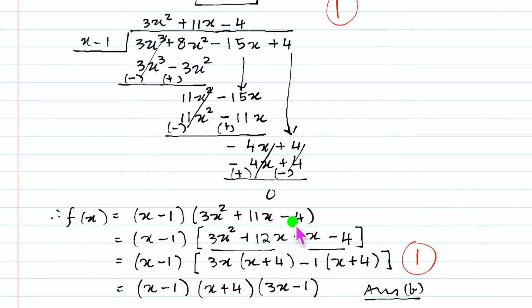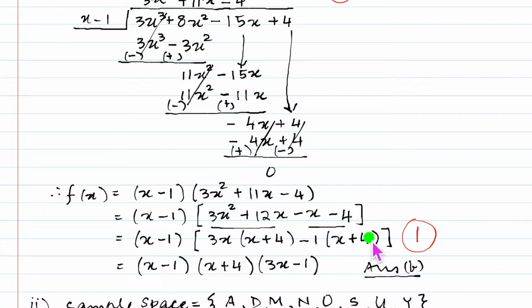Now this trinomial can be factorized like this, and then we will write the last bit as the 3 brackets multiplied. Our given polynomial is factorized as x minus 1, x plus 4, 3x minus 1, and that gives our 1 mark. So that is how we get our 3 marks here.